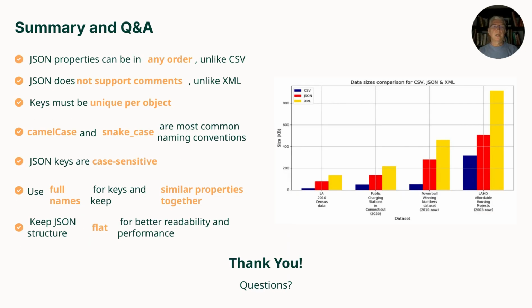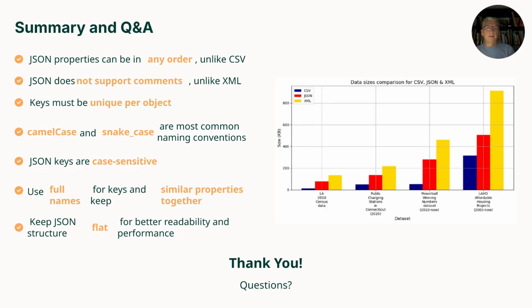So in summary, these are the 7 rules or practices about JSON. Number 1, JSON properties can be in any order, unlike CSV. JSON does not support comments, as we saw, unlike XML, which supports comments. Keys must be unique per object in JSON. You cannot use duplicated keys, which makes sense.